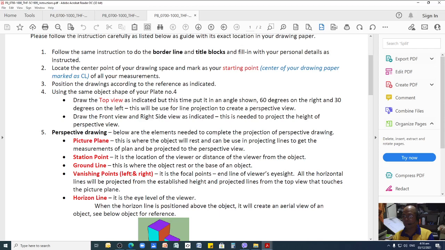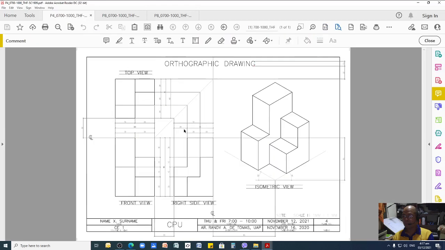Vanishing point: you have to establish left and right. That is the point where all the directions of your lines will go. Unlike your isometric drawing, where you use two separate angles, 30 degrees to the left direction and 30 degrees also to the right. Let me show you your previous plate number 4. Okay, this is the output of isometric viewing.